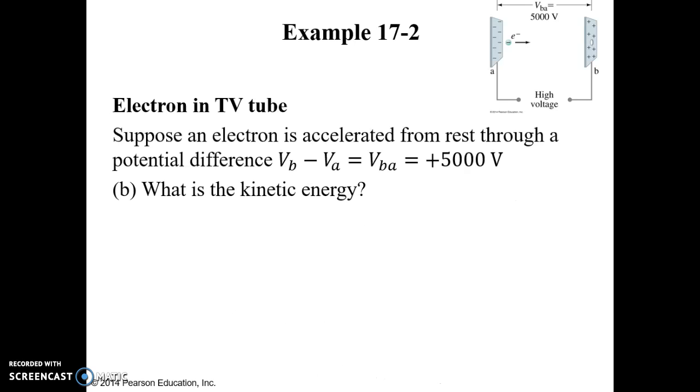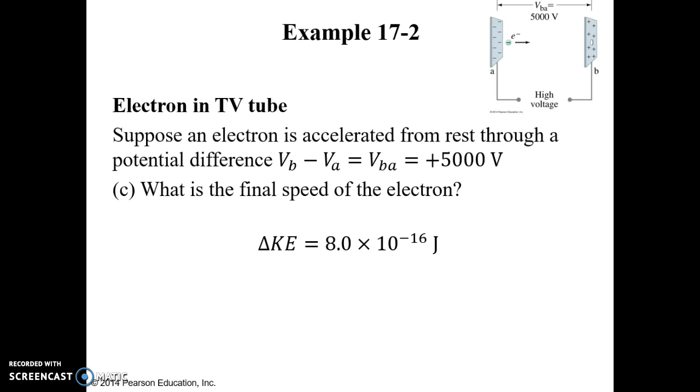For part B, we want to find the kinetic energy. Well, if we know the change in potential energy, we can use conservation of energy to find the change in kinetic energy. And according to conservation of energy, change in kinetic energy equals the negative change in potential energy. So the change in kinetic energy, or final kinetic energy, since it starts from rest, is positive 8 times 10 to the negative 16 joules.